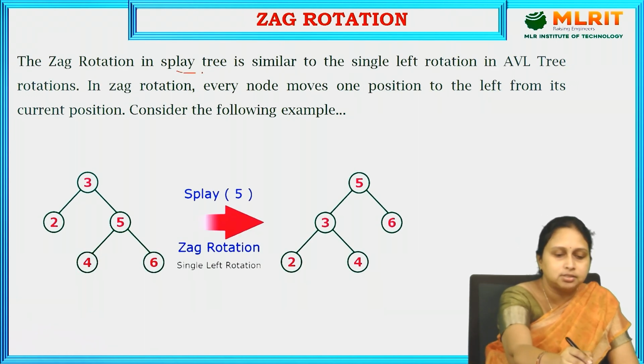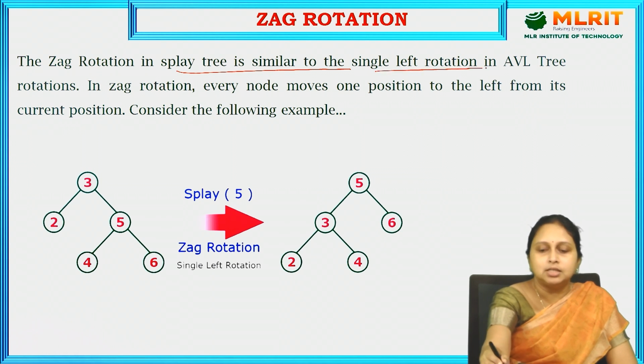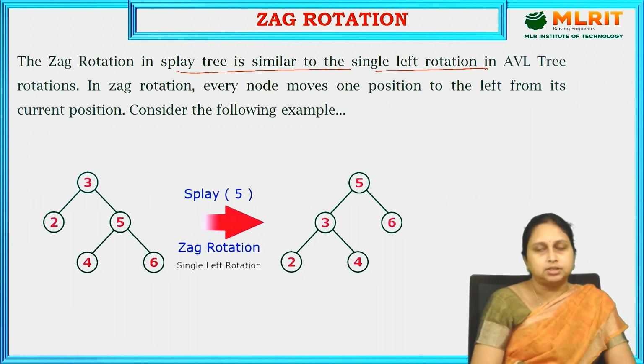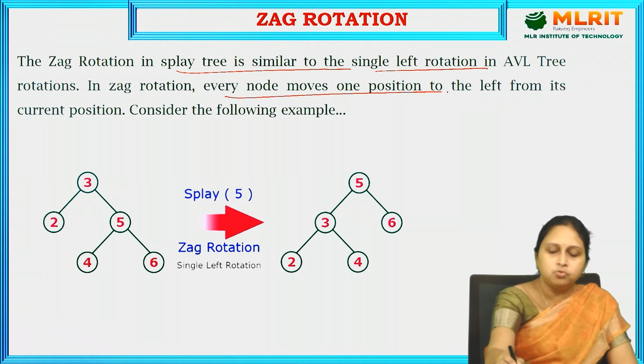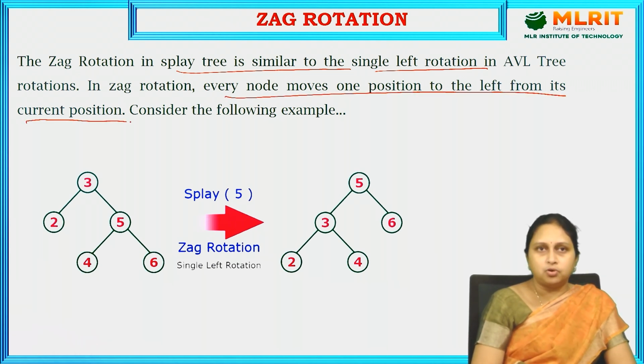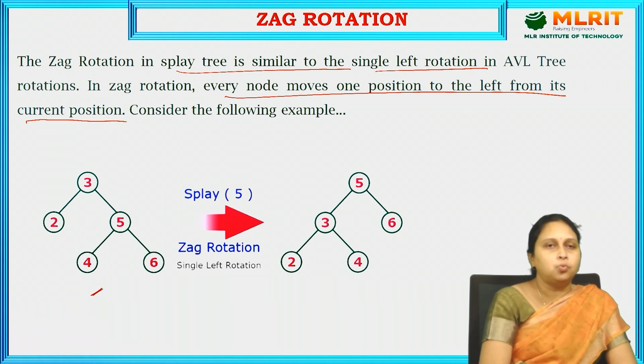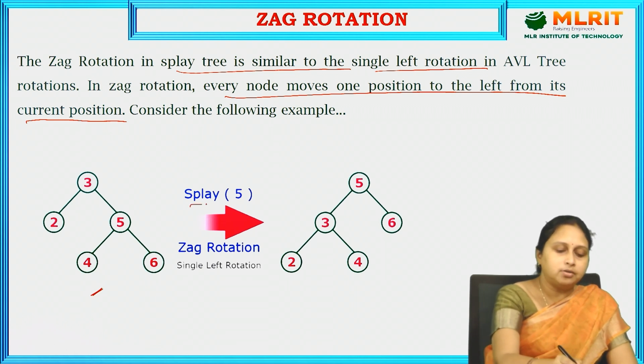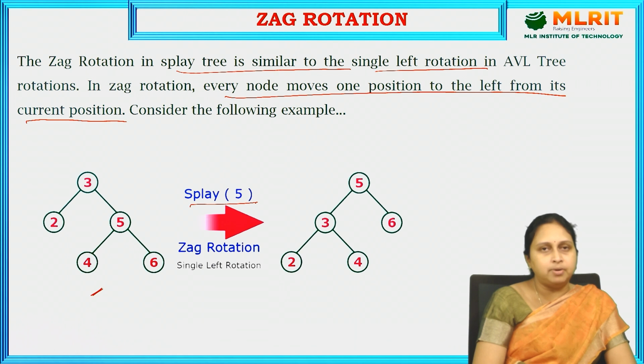Now what is zag rotation? Zag rotation in splay tree is similar to the single left rotation in AVL tree. Here also every node moves one position to the left from its current position. Consider the following example. Consider this is your tree. Now I want one left rotation from the current position. To do that, I am going to select an element called 5 to perform splaying on that.